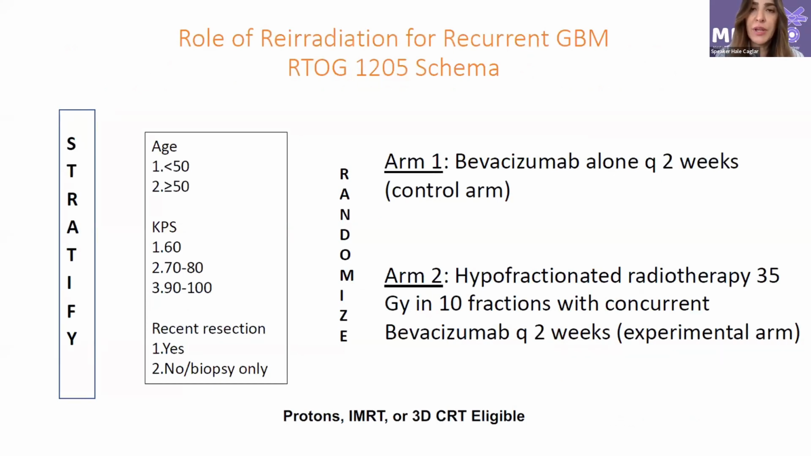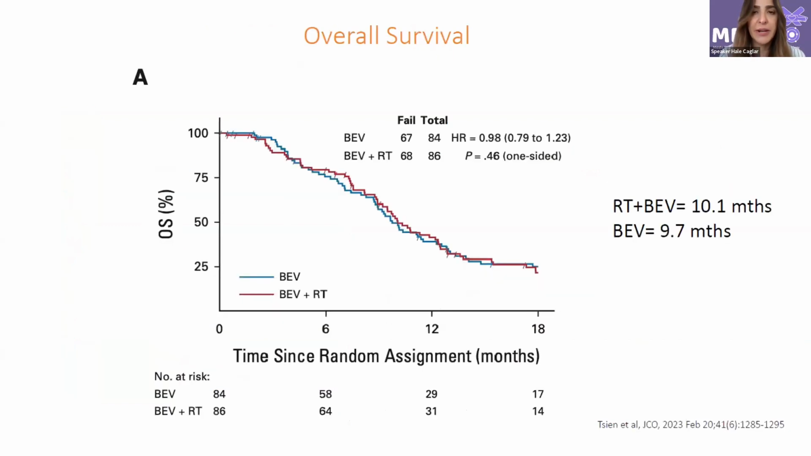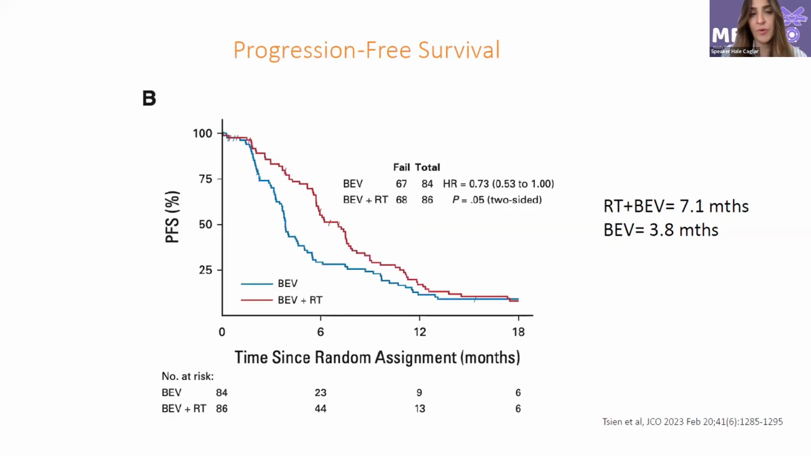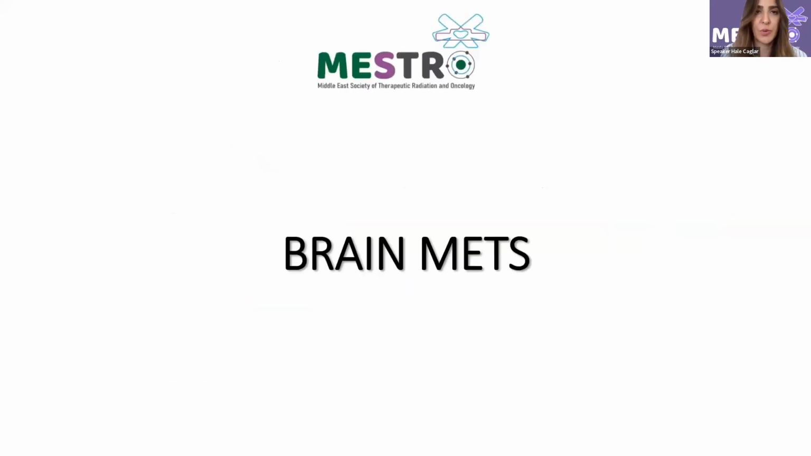The role of reirradiation for recurrent GBM was analyzed in a phase 2 randomized trial, which has been published very recently. Bevacizumab alone versus hyperfractionated reirradiation plus bevacizumab was compared, and there was no benefit from the addition of reirradiation, so it's not recommended outside of a clinical trial anymore. Although the progression-free survival seems to be better, again, it has to be personalized according to the patient's clinical situation.